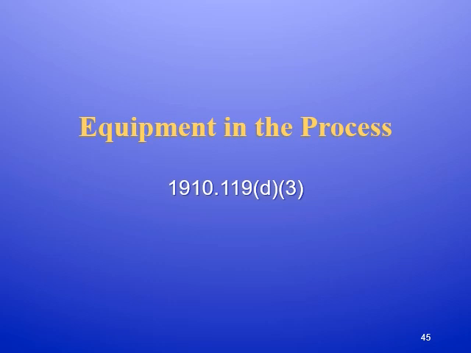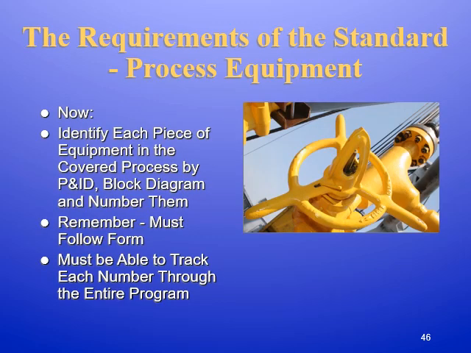So equipment in the process. Now you need to identify each piece of equipment. You need to know what each piece of equipment is, where it's at, what it is. You need to have specification drawings, everything. Identify each piece of equipment in the process, covered by the process and instrumentation diagram, block diagram, and number them. Remember, you must follow form, and you must be able to track each through the entire program.